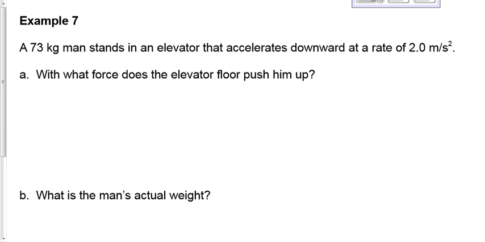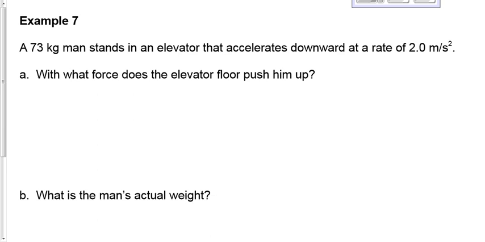I want to do another example question now. This is more of an application of multi-force problems. We've looked at multi-force problems, right? In fact, we've had a quiz on multi-force problems, but this is more of an application. Your example number 7 is going to be an application that we call elevators, or things like elevators.